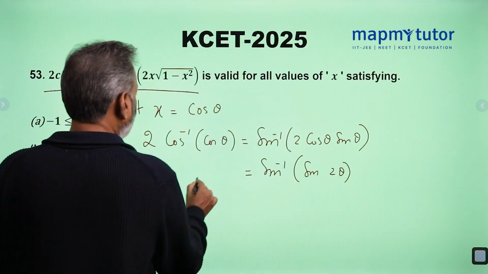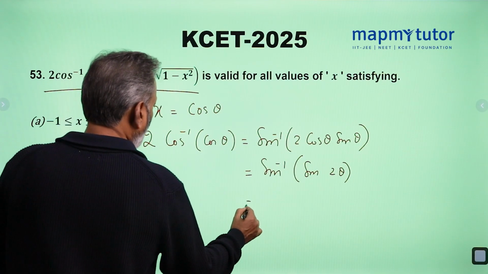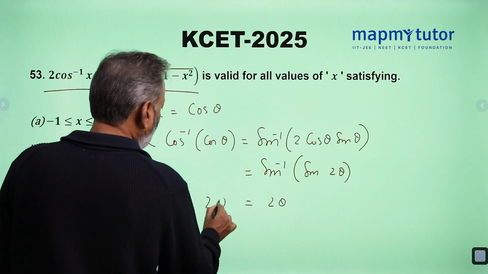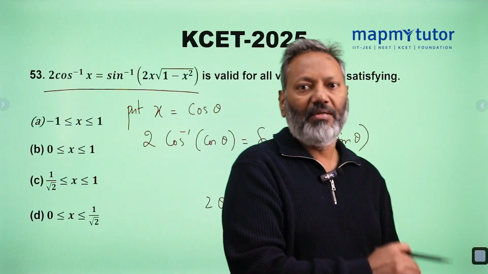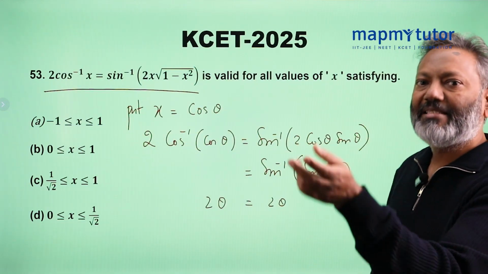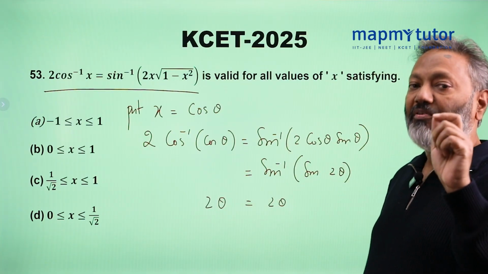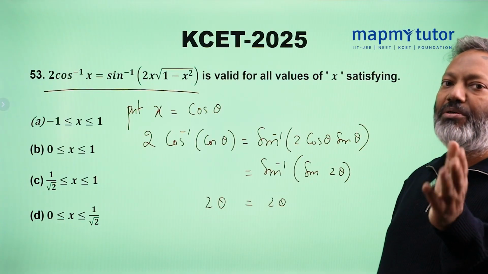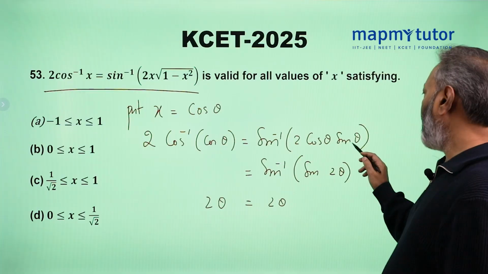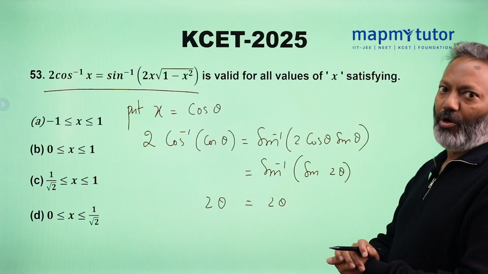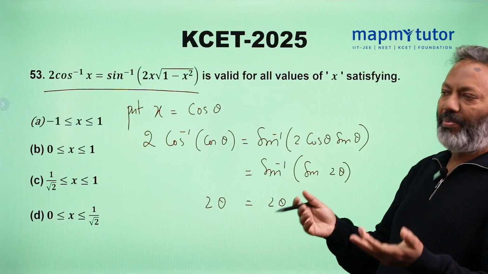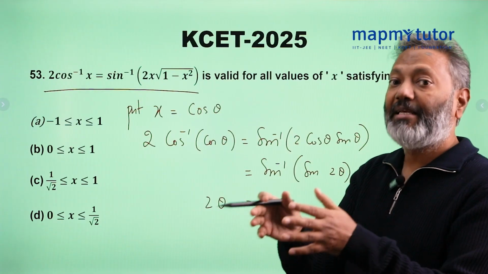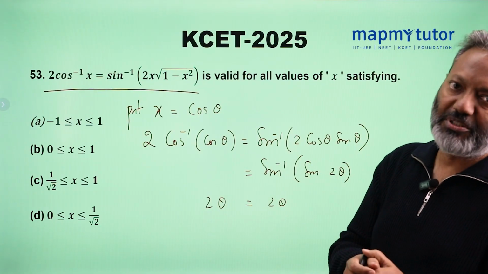We know this is 2 cos inverse of cos theta and this is sin inverse sin 2 theta. Finally, this will be 2 theta and this is also 2 theta. But when? That is the question. Whenever sin inverse of sin x is x, that x should be in between minus pi by 2 to pi by 2. And because I am on the positive side, it should be in between 0 to pi by 2. Therefore, if theta is in between 0 to pi by 2, okay, 2 theta will be in between 0 to pi. Of course, cos inverse cos theta becomes theta whenever theta lies between, of course, 0 to pi.